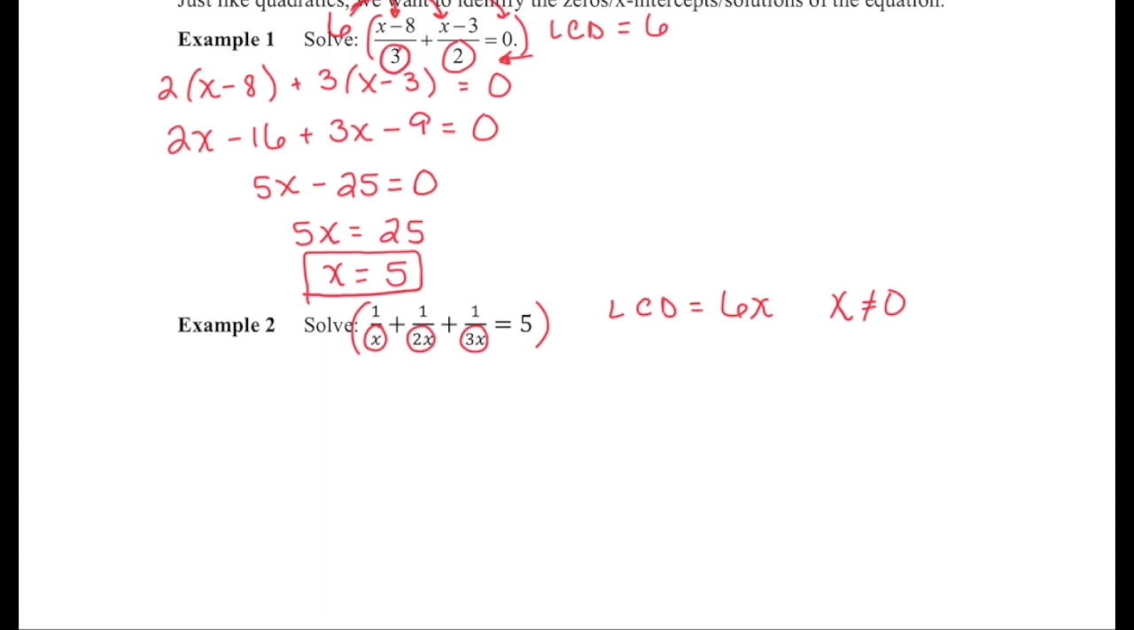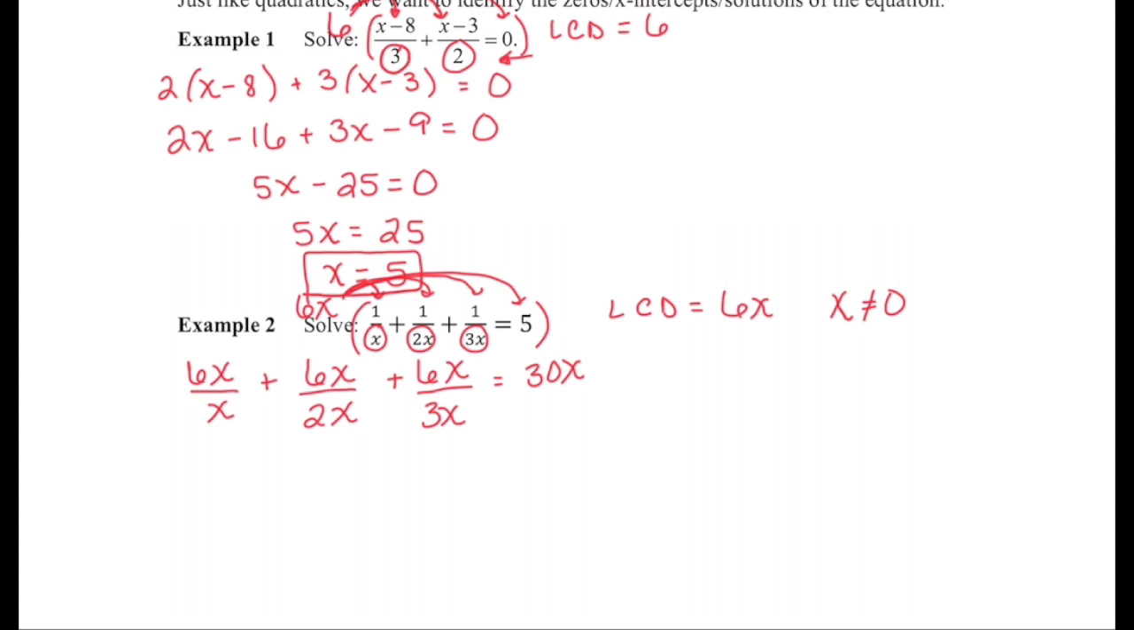Again, I'm going to multiply everything by 6x. When I take 6x times 1 over x, our x's will disappear and I'll be left with 6. And if it helps you, since there's a lot of moving parts here, perhaps we could say it's 6x over x plus 6x times 1, so I'll have 6x over 2x plus 6x over 3x equal to 30x.